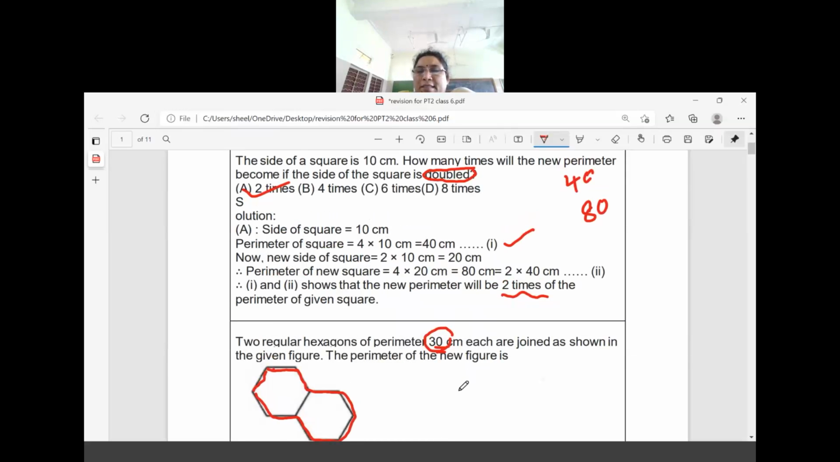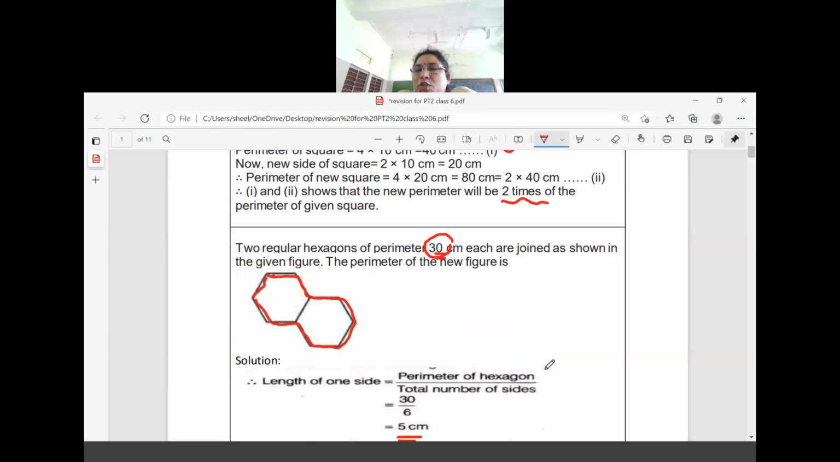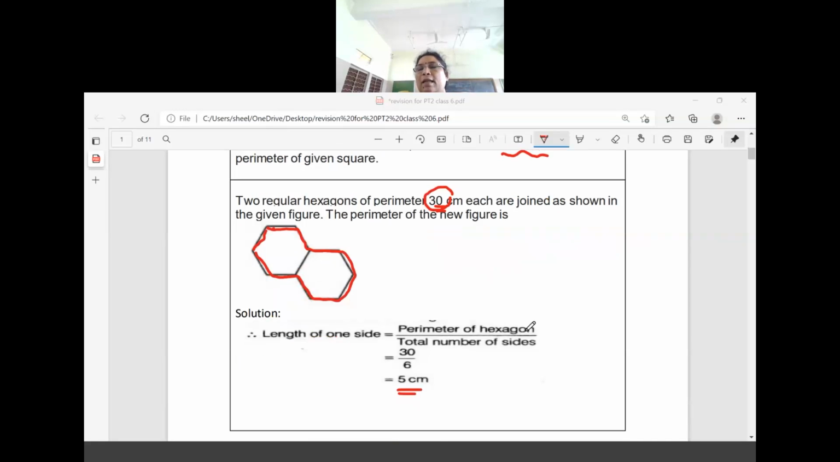So once again I'll go back to the question. Two regular hexagons of the perimeter 30 centimeter each are joined as shown in the figure. The perimeter of the new figure is... See, here perimeter is given for us, no side length is given. We should find the side length of the hexagon. But the side length of the hexagon means we must know the number of the sides. Number of sides is 6, so we can calculate 5 centimeter, right?